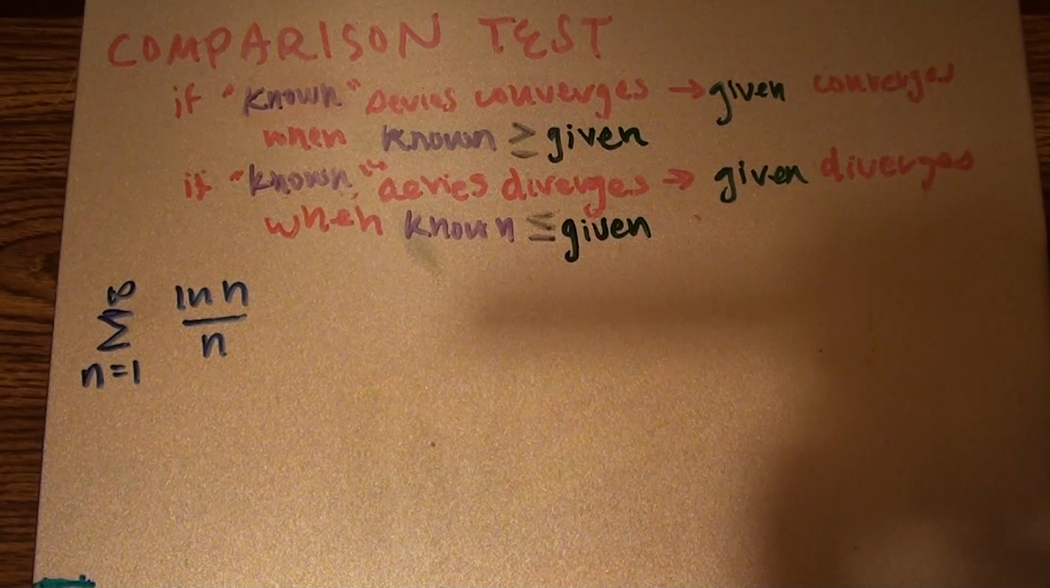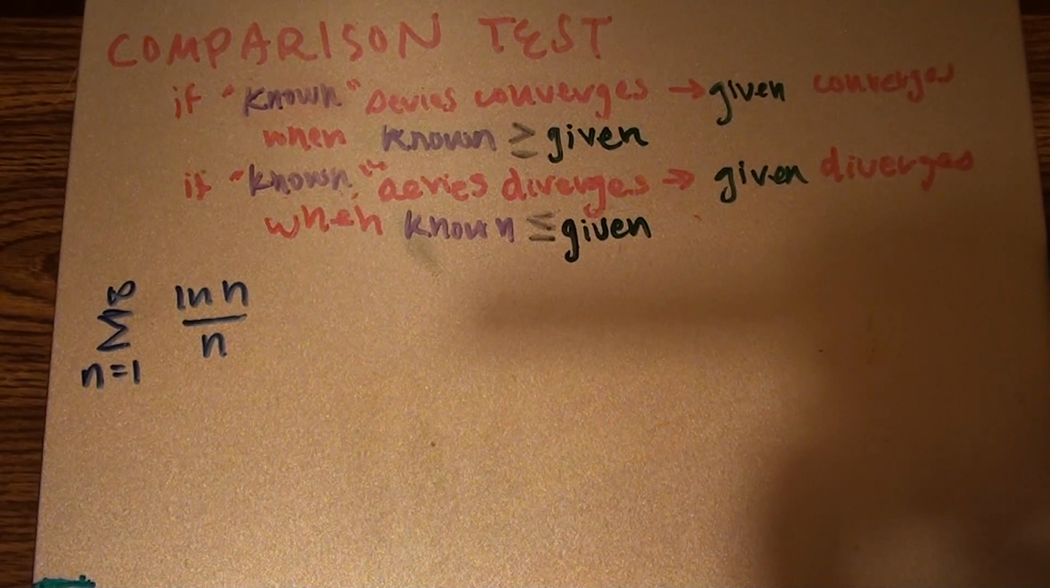a stronger understanding of some of our more, as I'm calling them, known series. So for example, a geometric series, our p-series, our harmonic series. We need to have an understanding of what the forms of these series look like in order to be able to complete our comparisons.